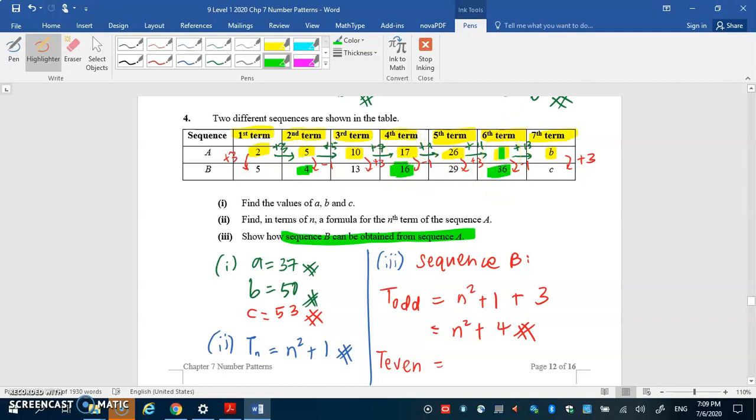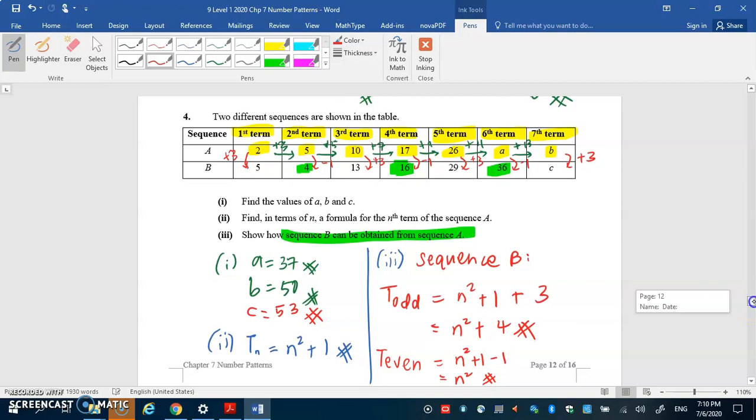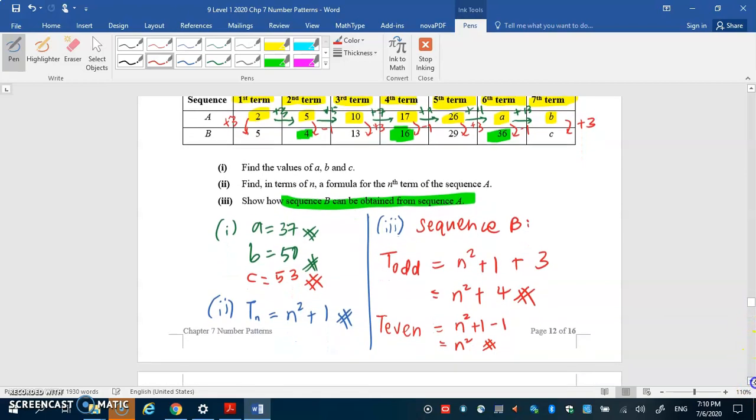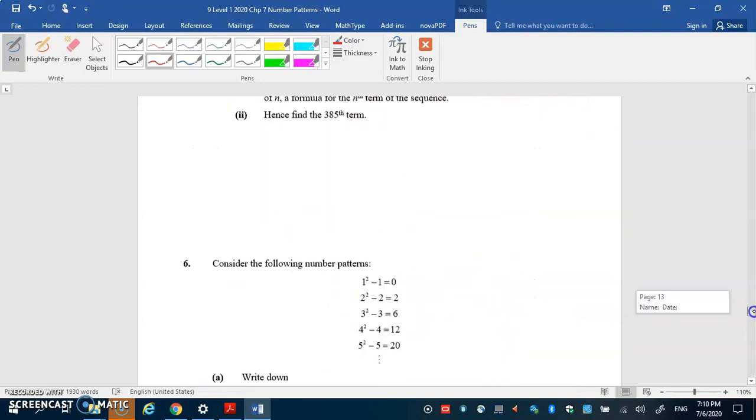But if you want to use sequence A to obtain sequence B, you realize for the second term, you are taking 5 minus 1 to get 4. For the fourth term, you're taking 17 minus 1 to get 16. For the sixth term, you're taking 37 minus 1 to get 36. So basically, you're taking sequence A and subtracting away 1 to get your sequence B. This is for the even terms. So the nth term for even numbers is just n squared. Okay, good. We're done with that question.